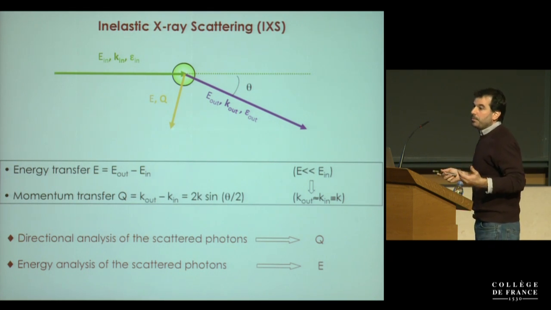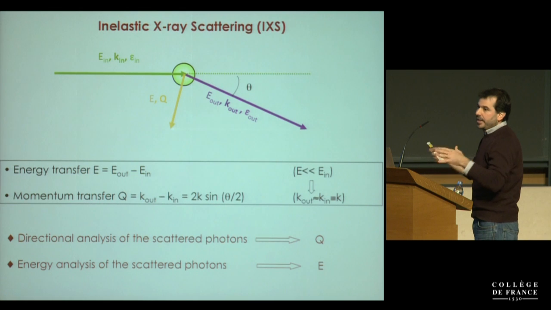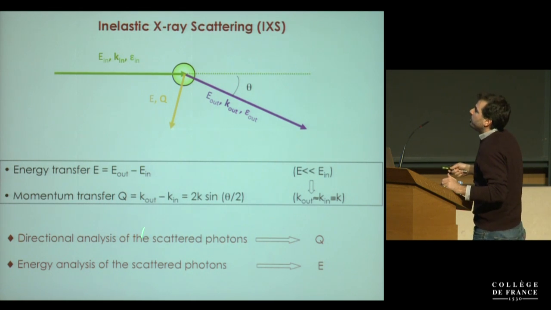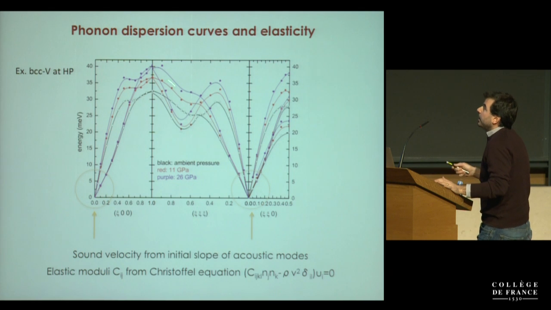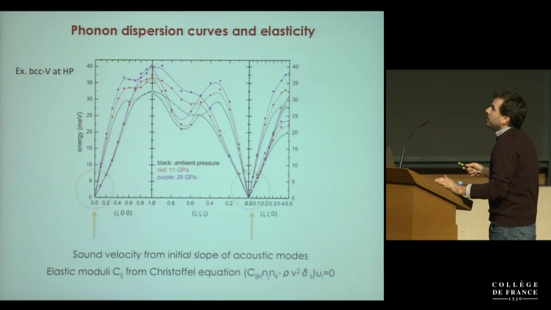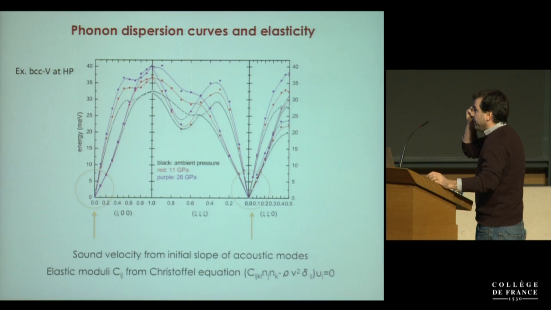So from an experimental point of view, what we can do is shine the X-rays on our sample and perform a direction analysis of the scattered photon to get Q, and an energy analysis to get E. So what is probed by this technique is the phonon dispersion curve. This is an example for BCC vanadium at high pressure.